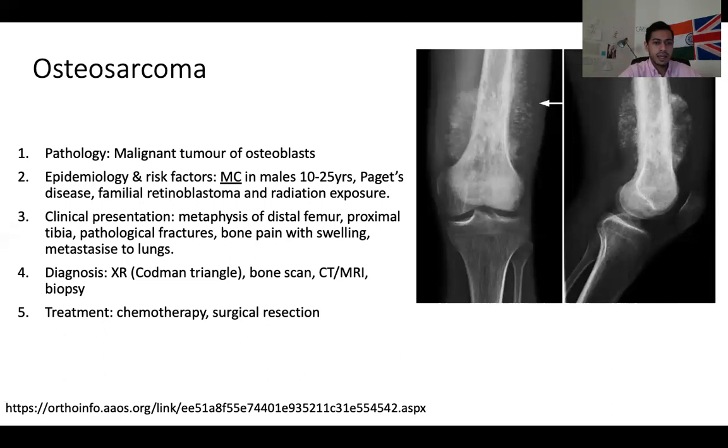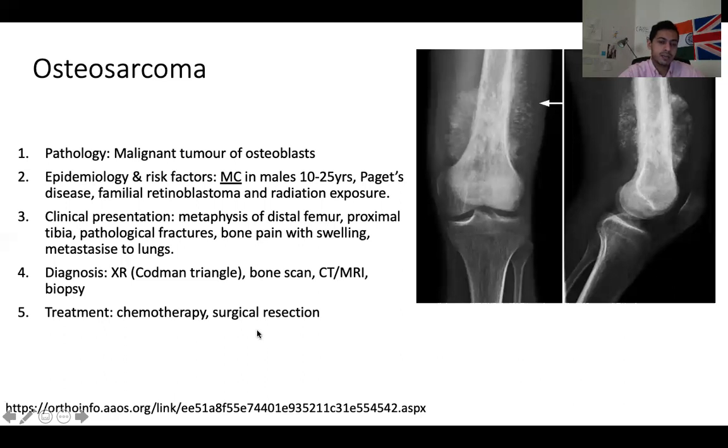Diagnosis, we can see, once again, the usual culprits here. We can see an X-ray, bone scan, CT, MRI, and the biopsy to confirm. On an X-ray, these images are not the greatest to see a Codman triangle, but usually you can see a nice triangle in the bone, and that's quite distinctive for an osteosarcoma.